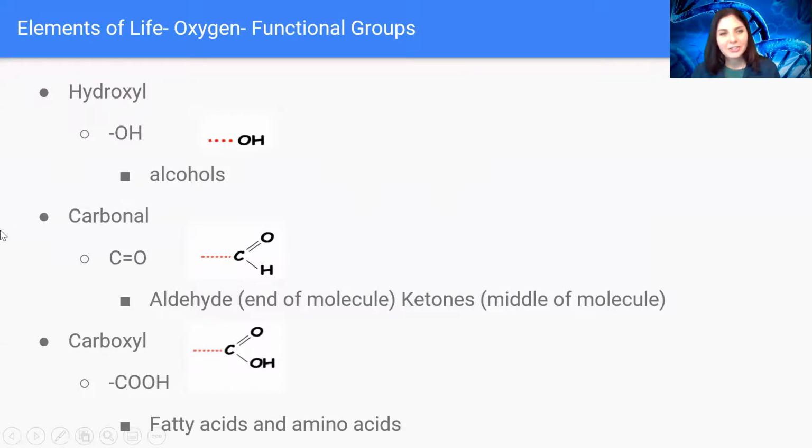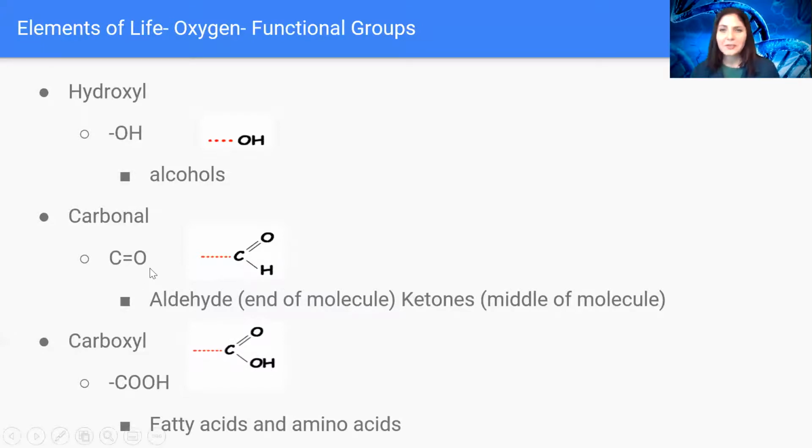So in oxygen, we have several different functional groups that can form. We have a hydroxyl group, which is denoted by OH, and this is classified as alcohols. We have a carbonyl group, which is classified by carbon double bonded to an oxygen. Now, someday you may be in an organic chemistry class and you're going to learn all about aldehydes and ketones and a bunch of other crazy things.